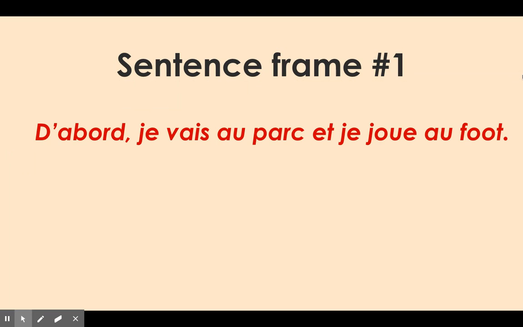Let's look at some sentences. You do not have to copy these sentences down unless you want to. D'abord, je vais au parc et je joue au foot. D'abord, first, so that's our transition word that introduces this idea. Je vais au parc et je joue au foot. That's called a transition word because it would transition from whatever happened in the sentence before it. D'abord, je vais au parc et je joue au foot.